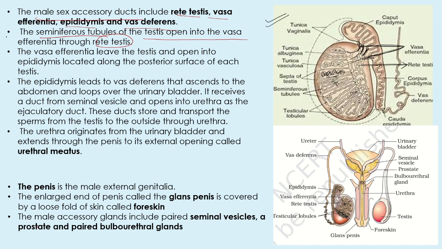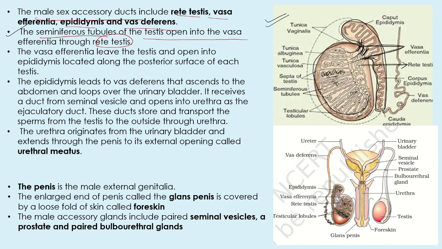Now this point is clear. The vasa efferentia leaves the testis, and this is the testis, and joins the epididymis. This entire structure that you're seeing here is the epididymis. I'll be showing you a video where it will be more clear for you to understand.